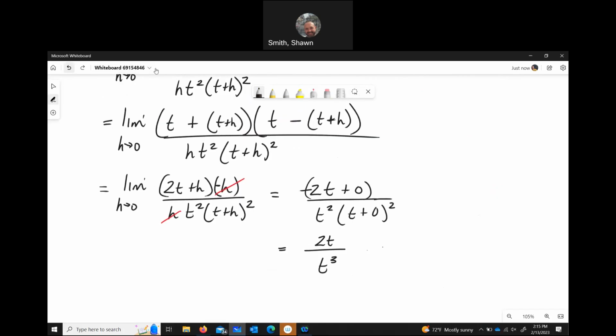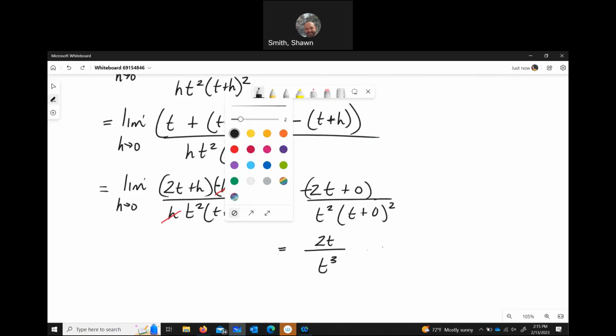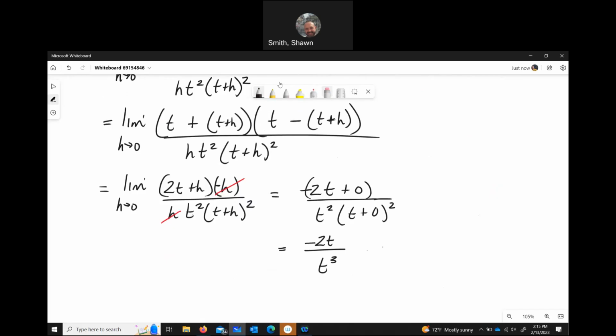See how easy it is to make a careless error. Let's do this. This is t to the 4th right there. And that all simplifies to -2 on the top and t cubed on the bottom. And that is your derivative g prime of t.